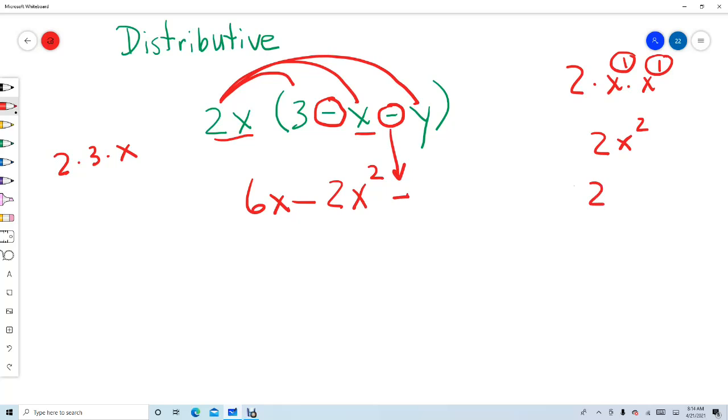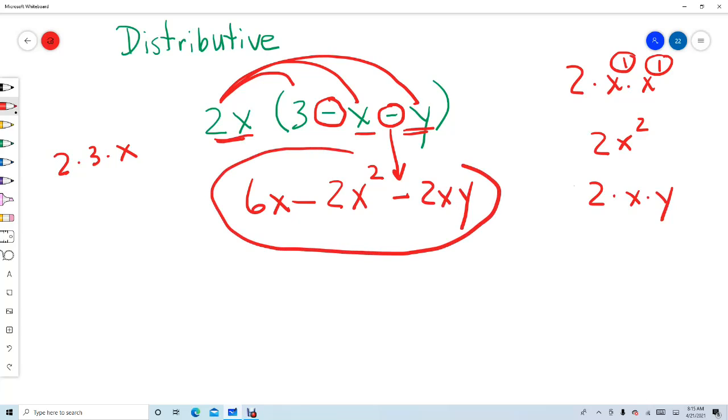And then my third term is going to be 2x times y, which is 2 times x times y. That doesn't get any simpler than that. It's just 2xy. That's my answer. Okay, and that's what you're doing there in lesson 103. Now I'm going to skip to lesson 105.